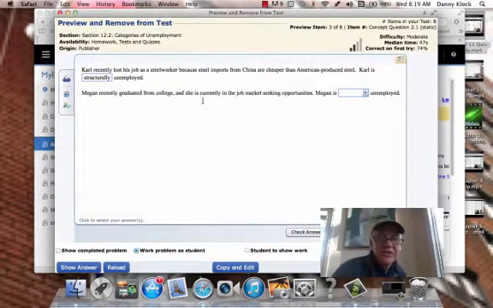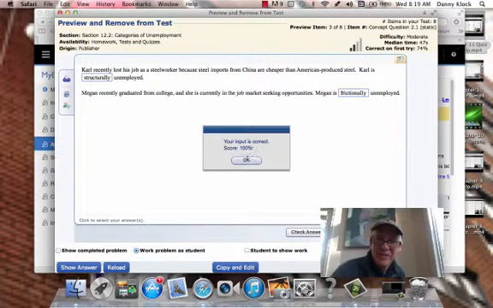Megan, of course, recently graduated from college. She's looking for work. So again, this is a frictional one, right? It's just a very temporary one. Structural is more fundamental, where it takes a lot longer to fix. Frictional ones, hopefully Megan will not be like my daughter. I'm still looking for a job. Let me check my answer. Yeah, perfect.